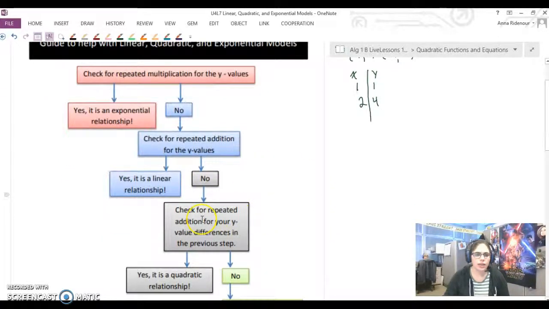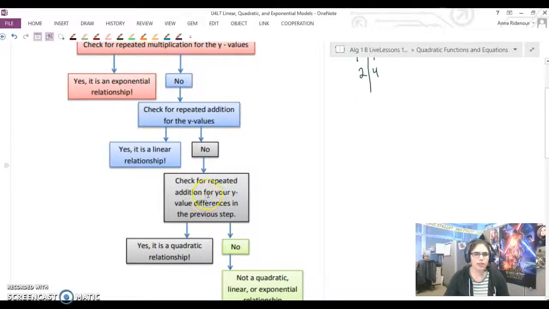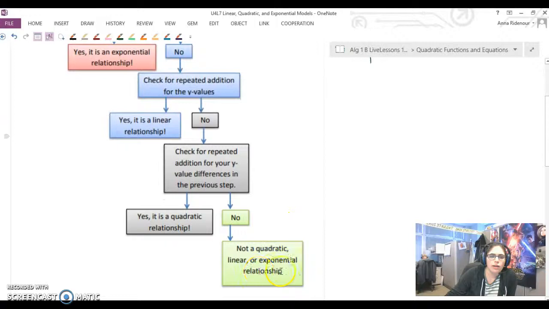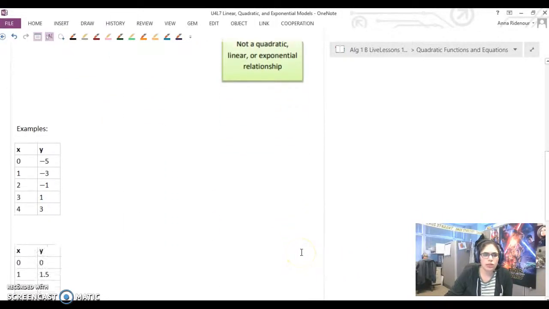And now this one is the tricky one. This one says check for repeated addition and your y value differences in the previous step. I'm going to show you that in a second. It's confusing. Not as confusing when it comes to the calculations, but the wording is confusing. So if this thing is true, which you probably don't know what that means at all, we'll talk about that in a second, but if that is true, then it's quadratic, and if not, then it is none of those three. So let's look at some examples.